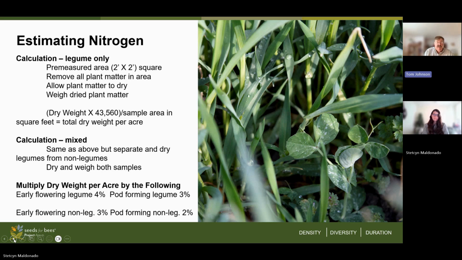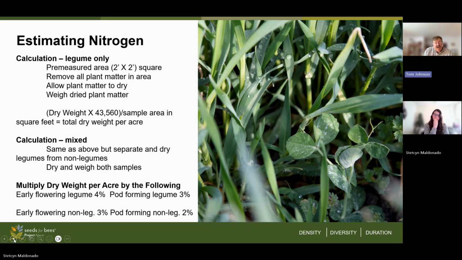So if you went out there early flowering, in other words, you just saw a few flowers out there, you're probably going to hit that number with about 4%. If it was pod forming or starting to fill seeds, because legumes usually make seeds in pods, groups of seeds in a pod like peas, like snap peas or whatever. So if it was starting to form pods, you're probably going to hit that number with about a 3% factor, for the mere reason that the plants were heavier, but at the same time, the plant chemistry was starting to shift a little bit.